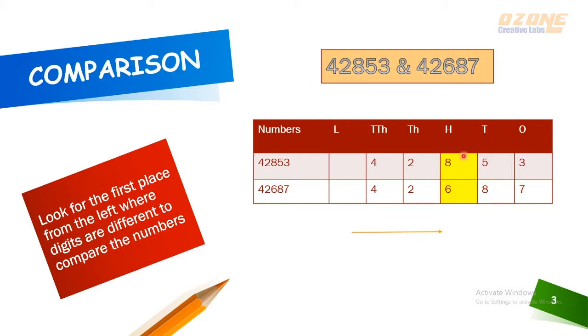So here 8 is greater than 6. So the number which contains that 8, that is 42,853, will be greater compared to 42,687. So we can find that first number is greater than second number.